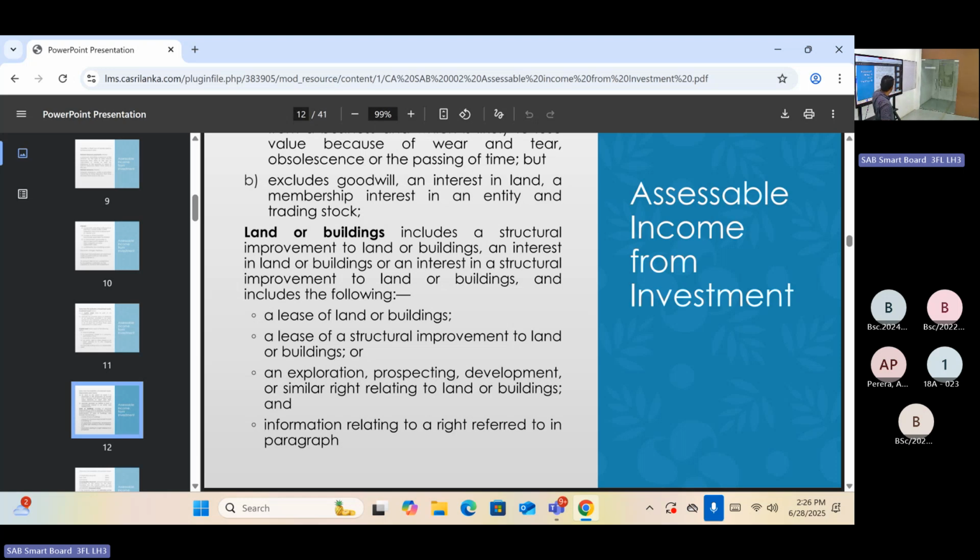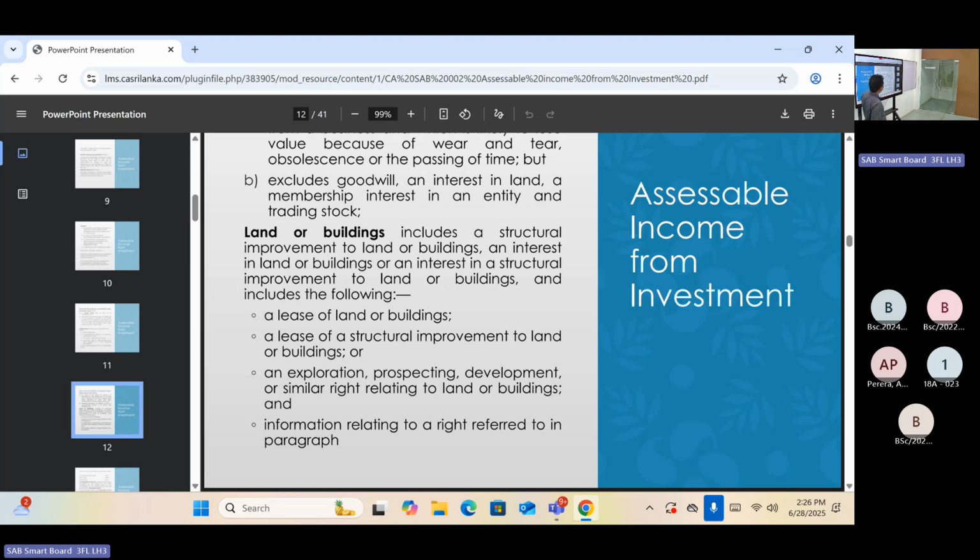It says it includes the structural improvement of the land or building. Right? Structural improvement of the land or building means, say, we have a bare land and we set it up as a vehicle rent yard. Therefore, we need to put some sort of structural change to the land. That is also coming under the land or building. Right? If we are setting up some sort of security fence or wall, that is also coming under the land or building.